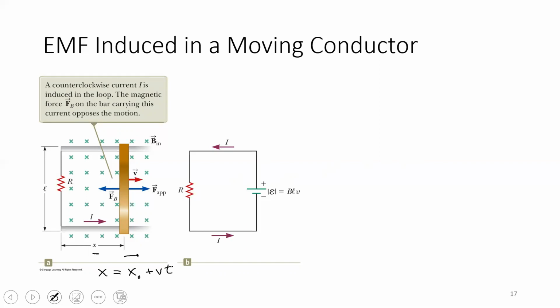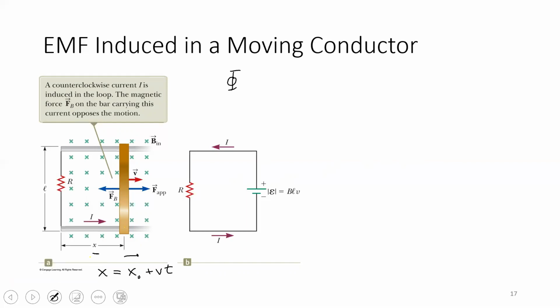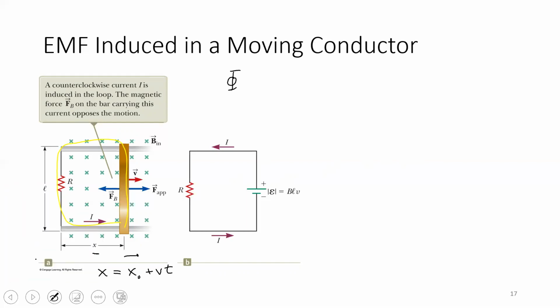So our flux through this loop described here is going to change because the size of our loop is going to change. So our flux is going to be BL times X, but X is going to be changing and increasing.